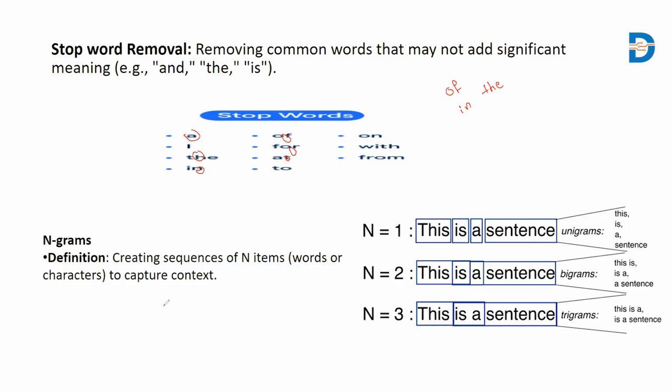And coming to n-grams. What do n-grams mean? Creating a sequence of n items, that means words or characters, to capture the context. In n-grams we have three types: unigrams, bigrams, and trigrams. If you take a statement, see here what they are doing. This is a sentence; they have done the unigram. For the same statement, bigrams take two words. If you take trigrams, they will take three words. Such sequences they will take in n-grams.